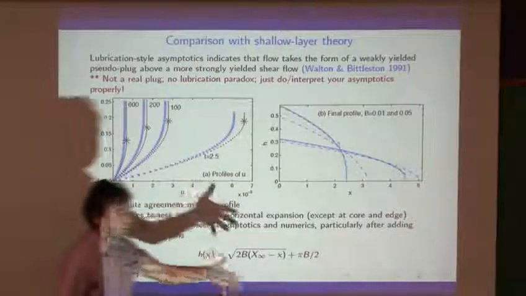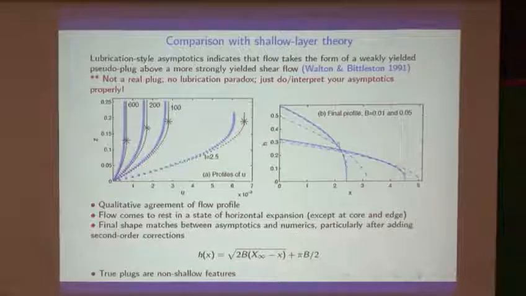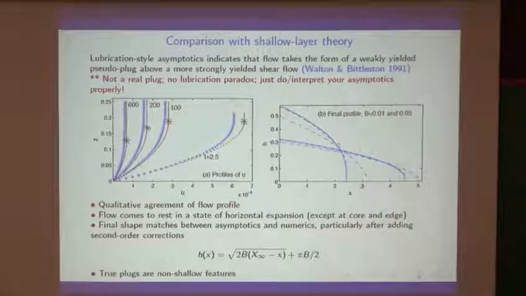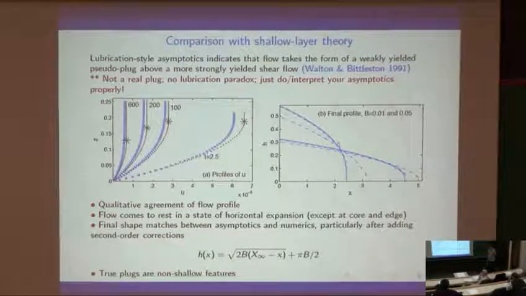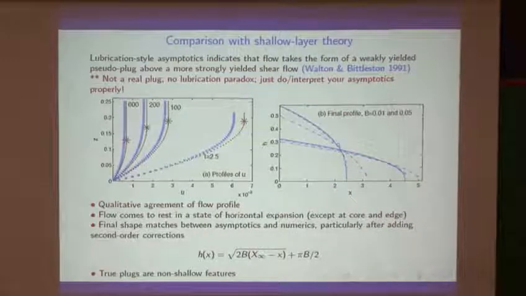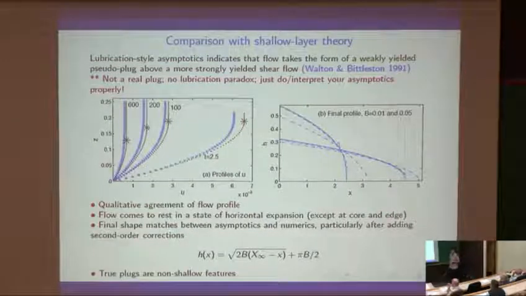Okay, so let me just do a few more comparisons with shallow air theory. The shallow air theory is basically lubrication style asymptotics. And what it predicts is that there's this strongly sheared region at the bottom, and then floating on top of that is this region that's basically a pseudo plug. It's not a real plug. It's held just above the yield stress. Okay, and it pains me to say this, but there's no such thing as a lubrication paradox here. Everything's fine, you just need to do and interpret your asymptotics properly.